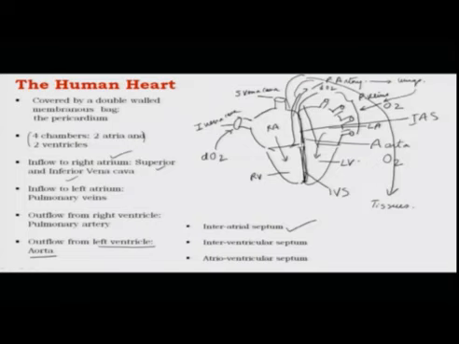Then other than this, although there is connectivity between the atria and the ventricles on the same side, the rest of the area around that connectivity is also bound by a septum, which is called the atrioventricular septum, and this is present here.